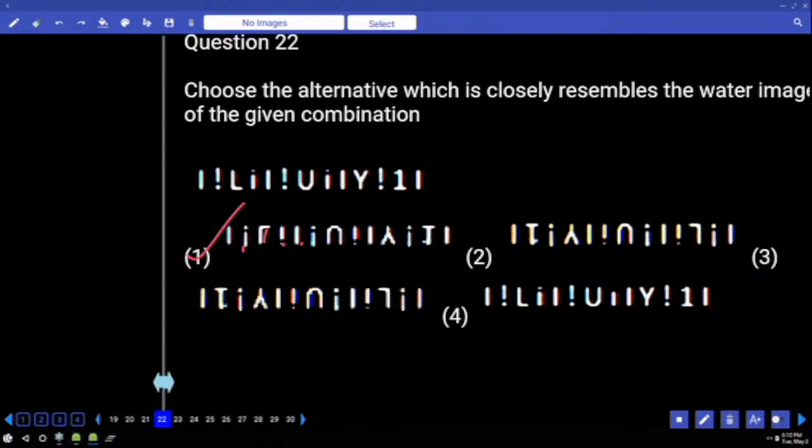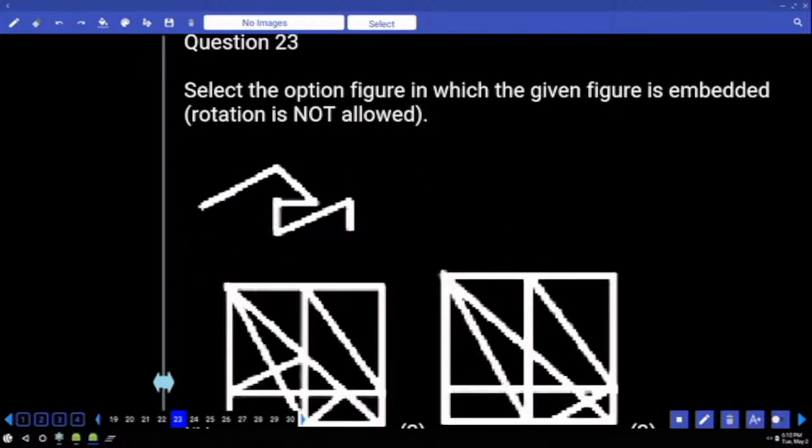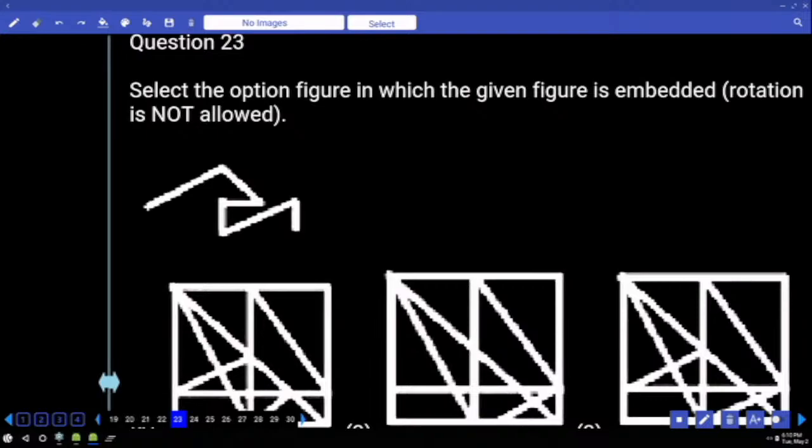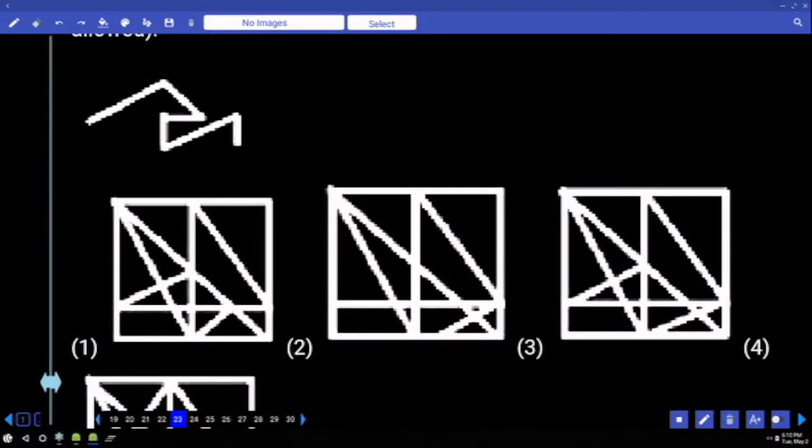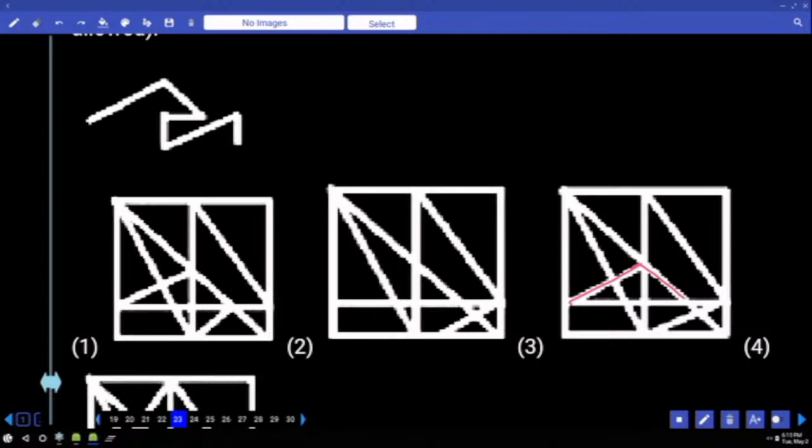Then 23rd. Now in this 23, we need to find the embedded figure. In which figure has this been embedded? Third option. From here we are going like this without rotation, isn't it? And then like this, coming down, again this one, and again moving like that. Choice 3, question number 23.